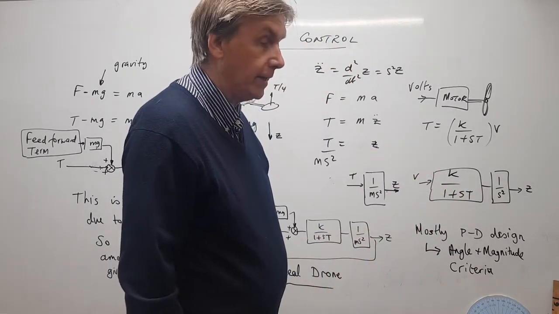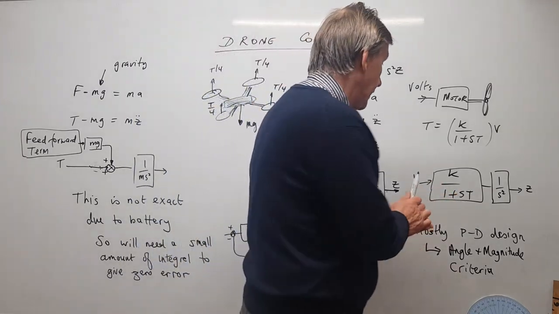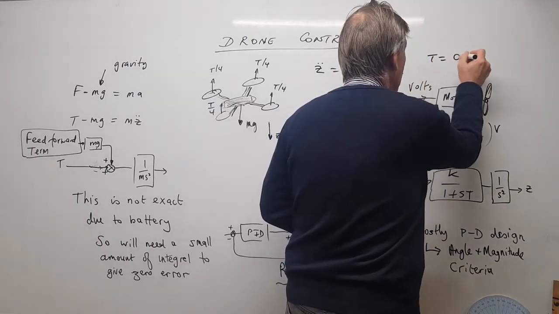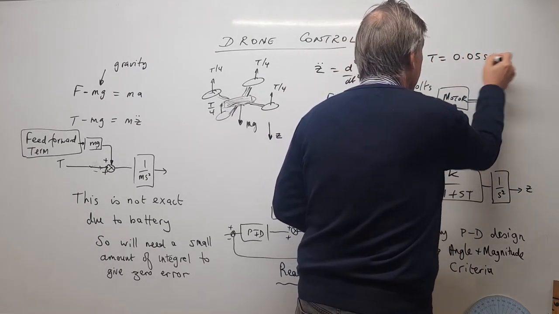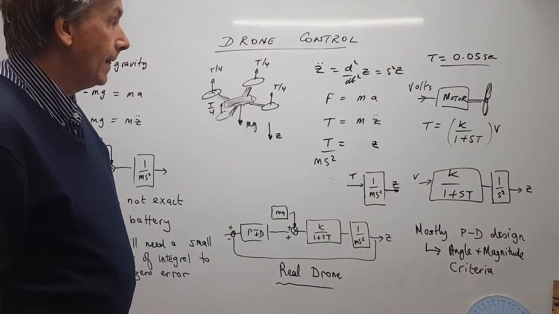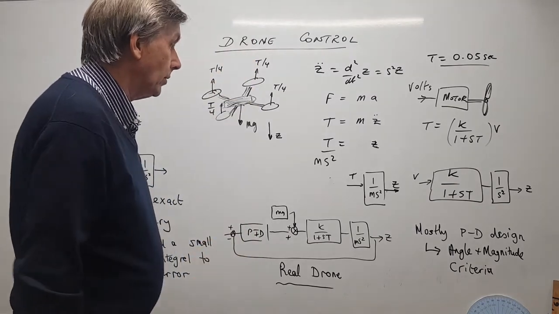Now T is quite quick. Those motors go around very quickly. If you increase the voltage, it does increase quickly. And I found T for these motors to be 0.05 of a second. So they're quite quick little motors. They can increase their speed in about 50 milliseconds. So 50 milliseconds, quite quick.